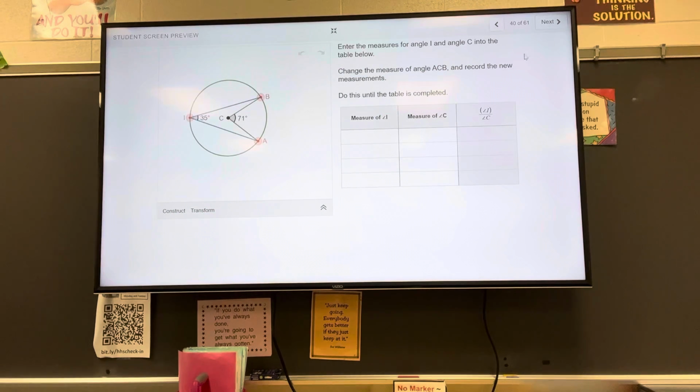Slide 40. Enter the measures for angle I and angle C in the table below. Let's do the first one first. The measure of angle I is 35 degrees, the measure of angle C is 71. Now they want you to change the measure of angle ACB. Here we go, and then record the measurements. You can change it however you'd like.